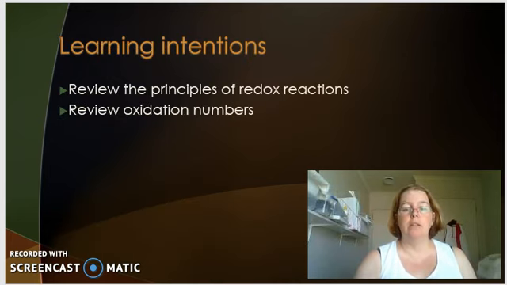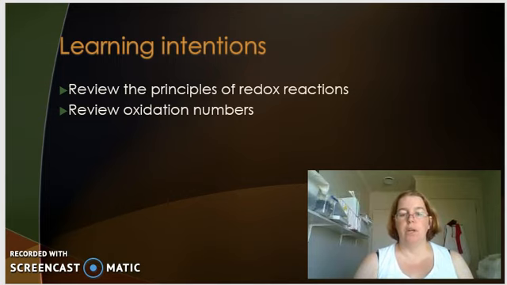So to make a start, we need to start off by reviewing the principles of redox reactions. So what did we learn last year in redox? What is a redox reaction? How can we identify what's been oxidized and reduced? And what are oxidation numbers and how do we calculate them or determine them?